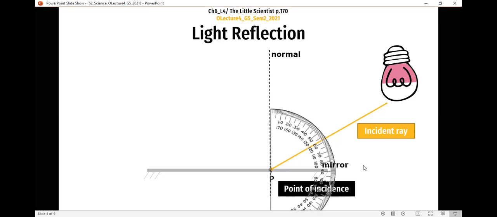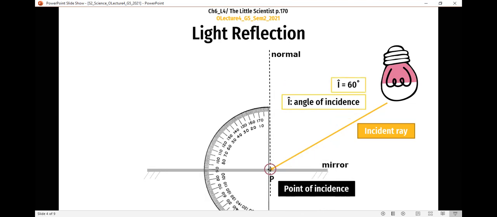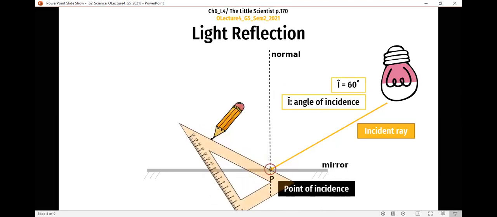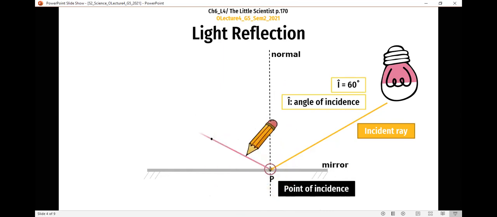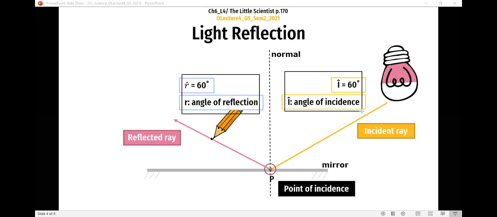We measure the angle of incidence. The angle of incidence is always between the normal and the incident ray. In this case, the angle of incidence is equal to 60 degrees. So we should measure 60 degrees on the second side. Here is 60. We connect the point of incidence with the point of the angle. Here is the reflected ray. That's what the law of reflection says: the angle of reflection must be equal to the angle of incidence.